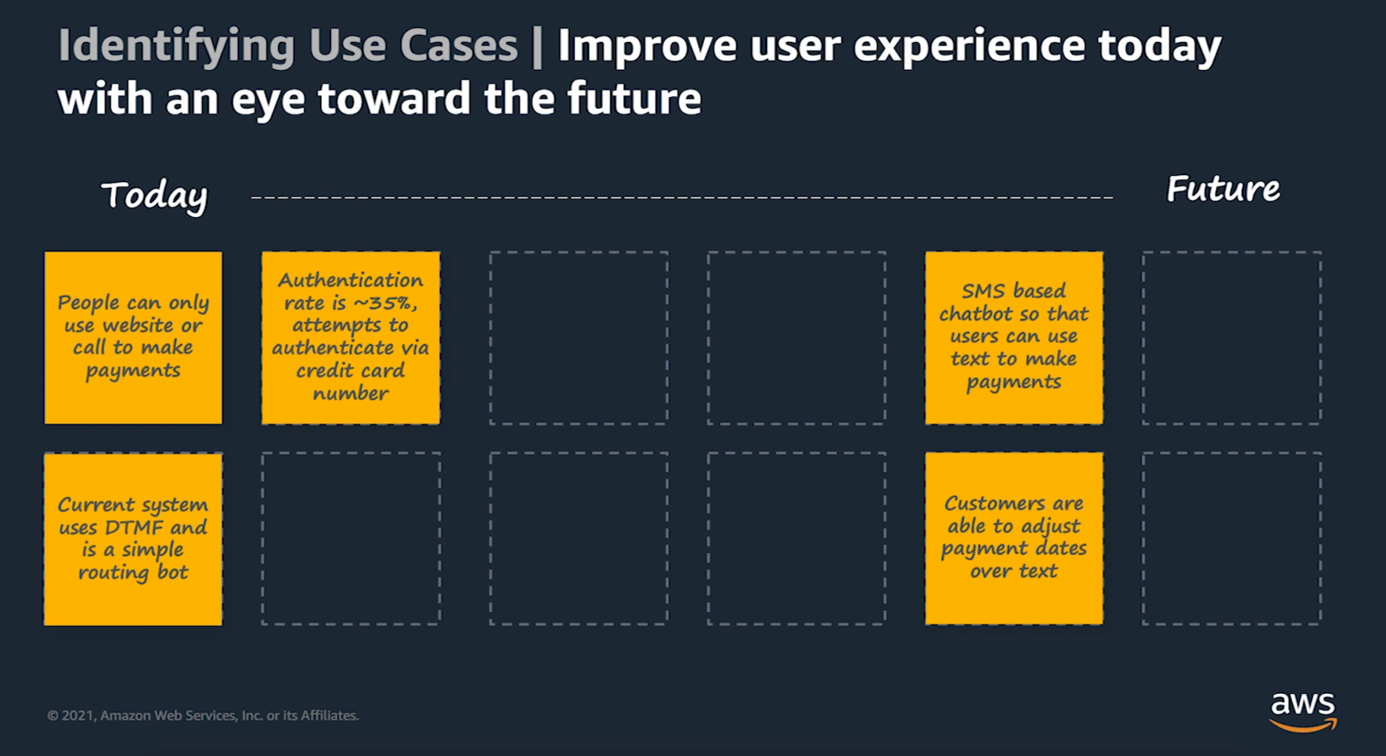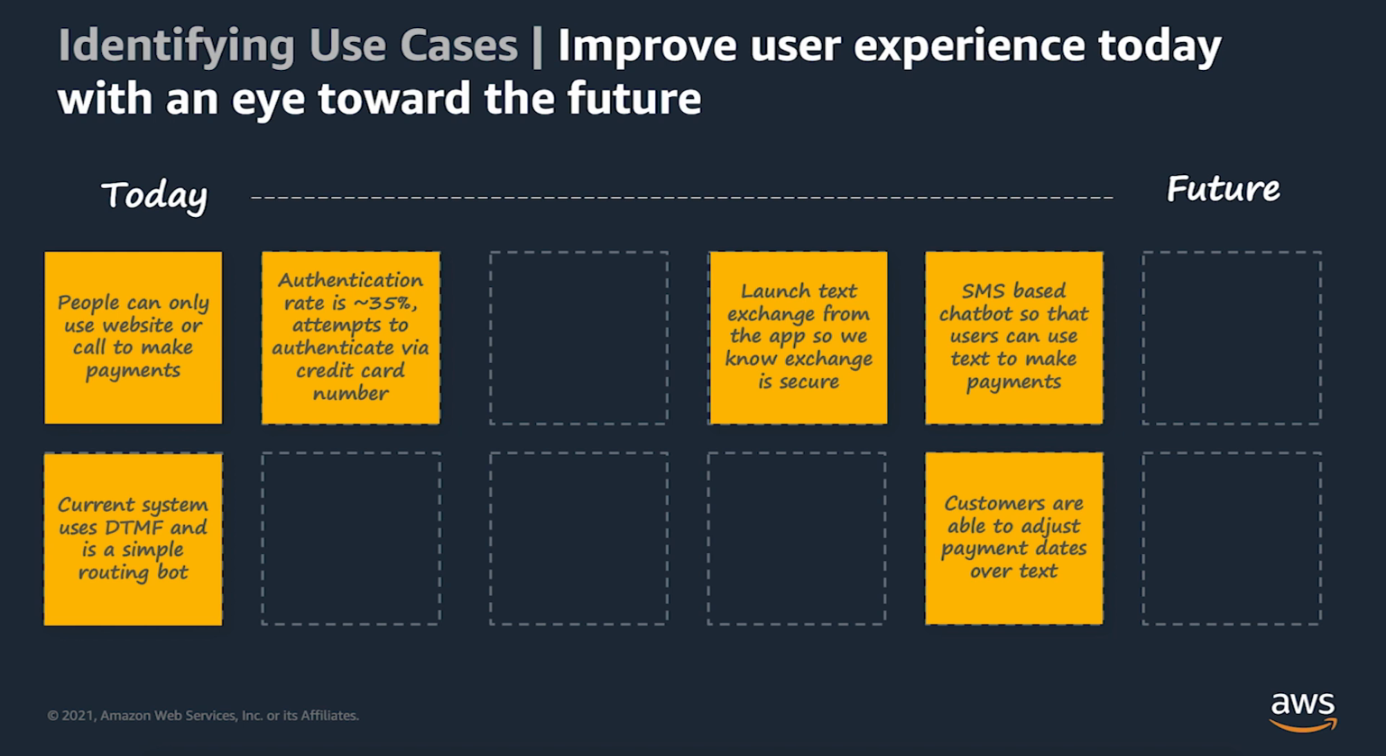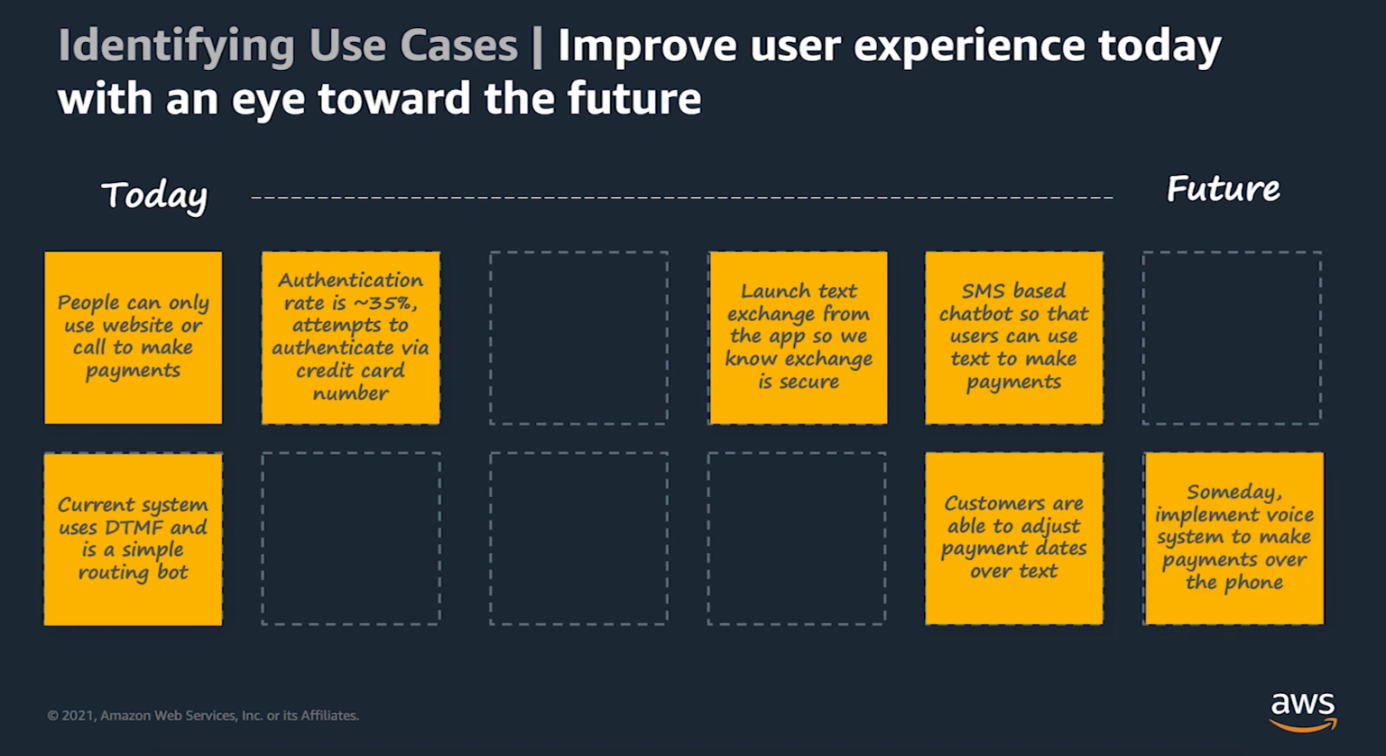Nice. But we need to make sure that this is a secure experience because it's texting. So at the moment, our plan is to launch that text experience from the app so that the customer is already logged in, and so we know that it's secure. For our future work, we're also interested in building out more of a voice system so that customers could make payments over the phone. We'd really like some suggestions on how we can improve authentication through the voice channel. Do you have any suggestions for that?